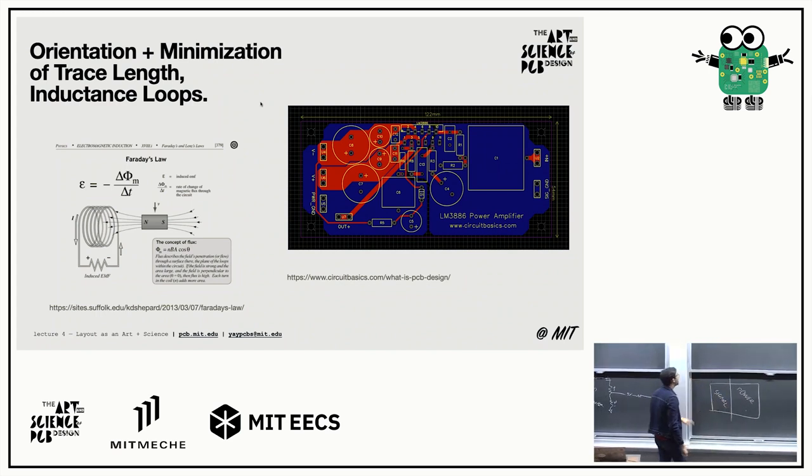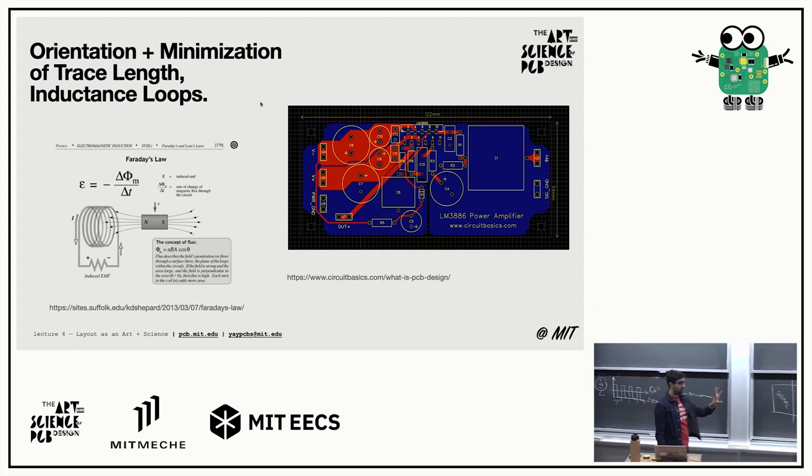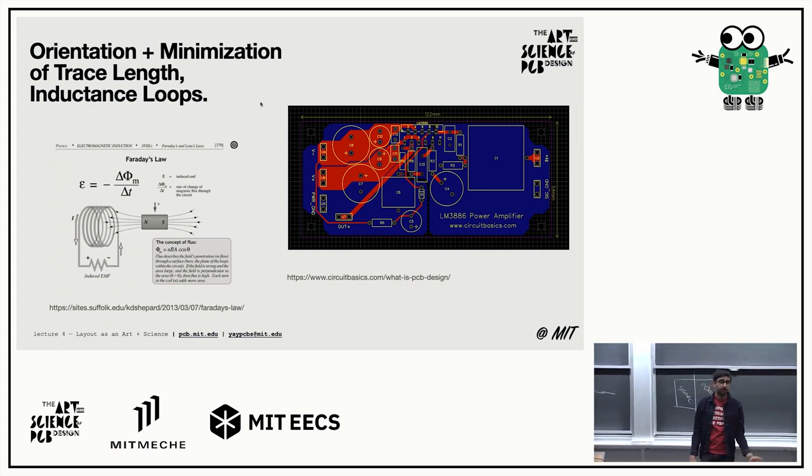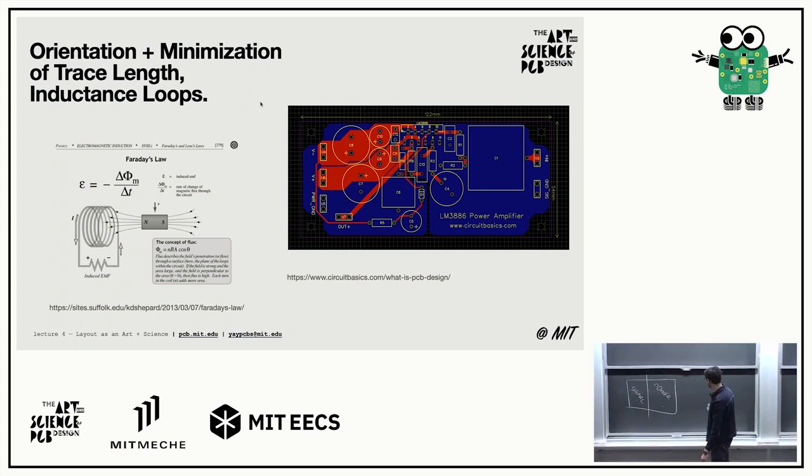And then after that, I also need to consider the orientation and placement of my components with respect to each other. Because within this signal block and within this power block, where do I put my components? If you remember back to 802, Faraday's law, I have a big loop.